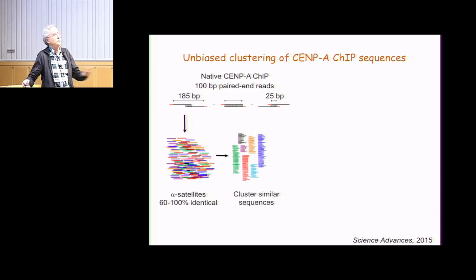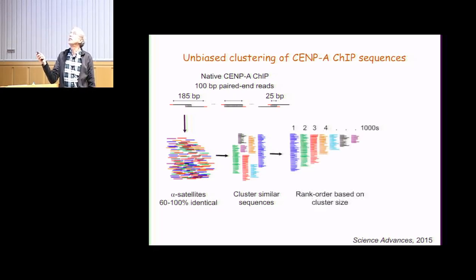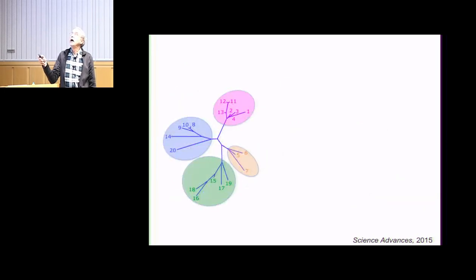However, it turns out the vast majority of them are singletons. We don't really care about them. We only care about the most abundant ones, because those are the ones that we figure should dominate human centromeres. So we rank order them based on the size of the cluster, and then we're just going to arbitrarily look at the top 20. And to represent these sequences, I just show a phylogeny. And what you see is that there are these 4 branches.